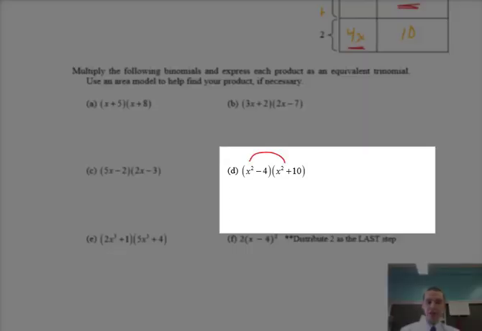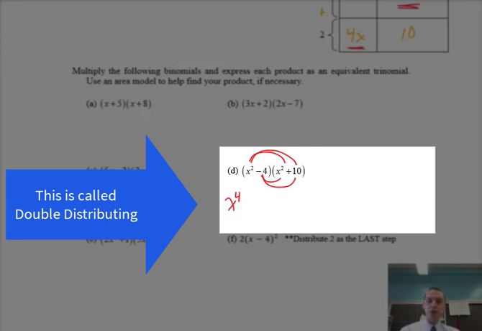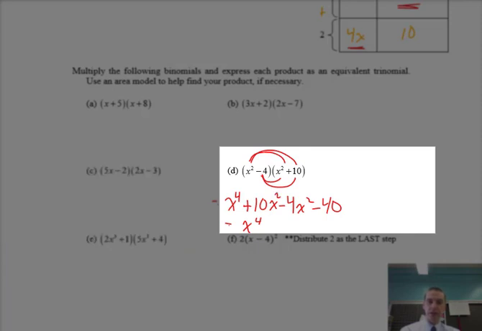x to x squared, to 10, negative 4 to x squared, negative 4 to 10. So we're going to get x to the fourth. You add exponents when you multiply. x squared and x squared gives you x to the fourth. Then x squared to 10 plus 10x squared minus 4x squared and minus 40. And so that equals x to the fourth, 10 minus 4. Should be a squared there. Sorry about that. 10 minus 4 gives us positive 6x squared and minus 40.